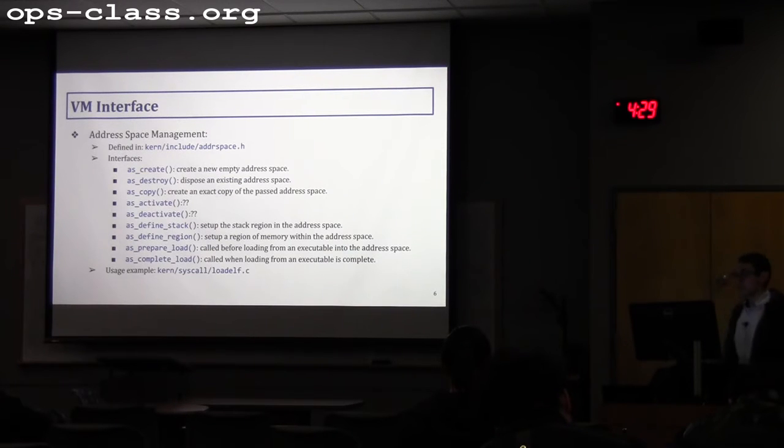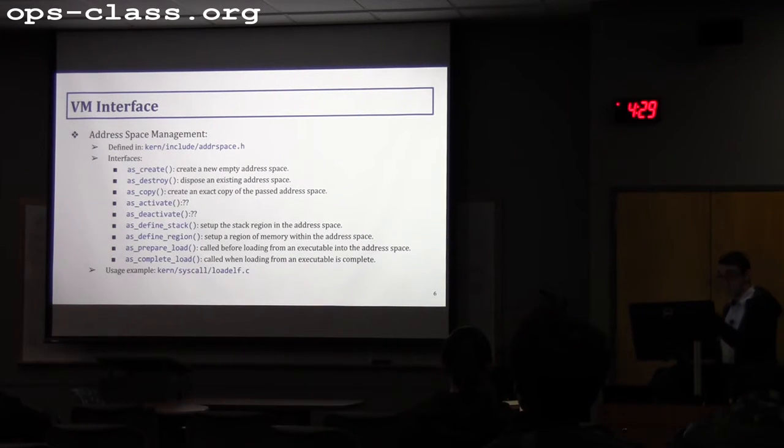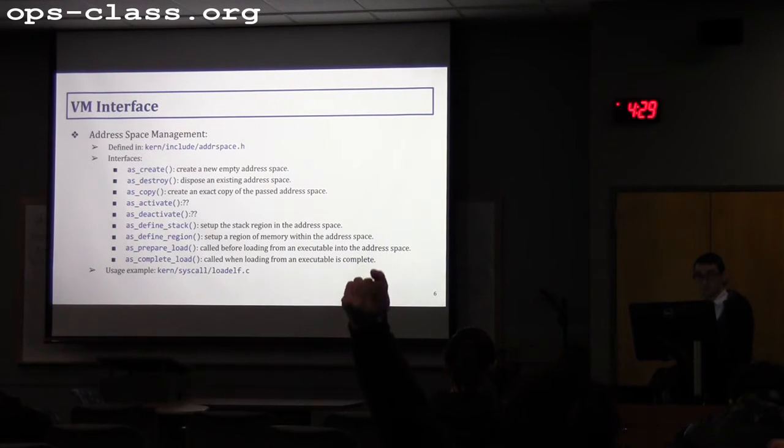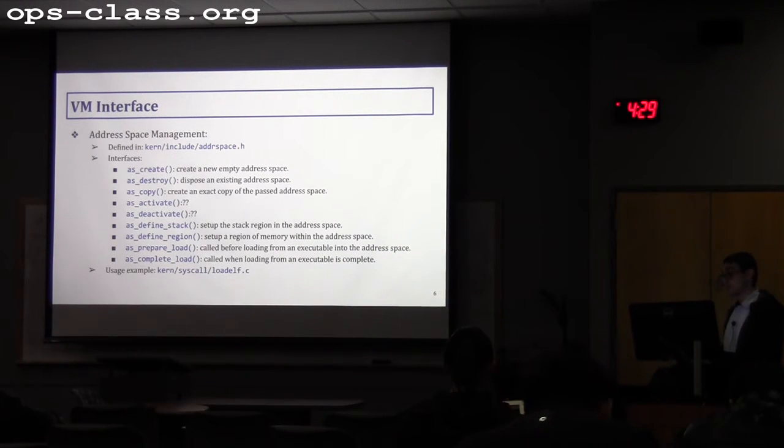So the second part is the address space management. You should be familiar with the address space, so we went through that address space header file before for the file syscalls. The interfaces that we have are as create, destroy, copy. Copy is the one that you should have used with fork. We have activate, deactivate. Activate basically, if we have an entry in the TLB for a process and another process wants to come and get that entry, then the process should activate that TLB entry for the current process. Deactivate will deactivate a TLB entry for the process that is going out.